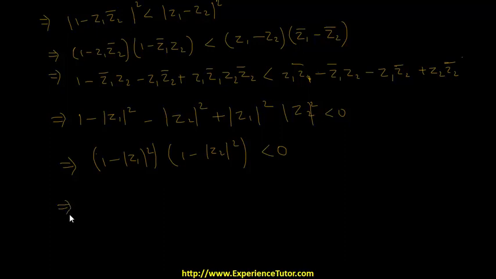Upon solving, we'll get modulus of z1 square minus 1 minus 1 modulus of z2 square minus 1 less than 0.